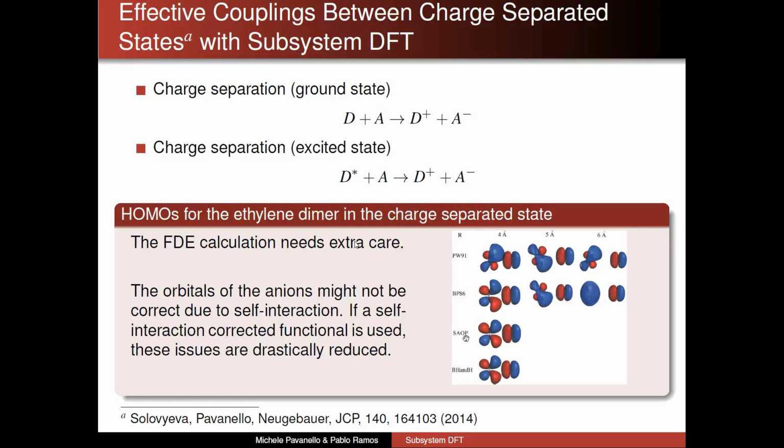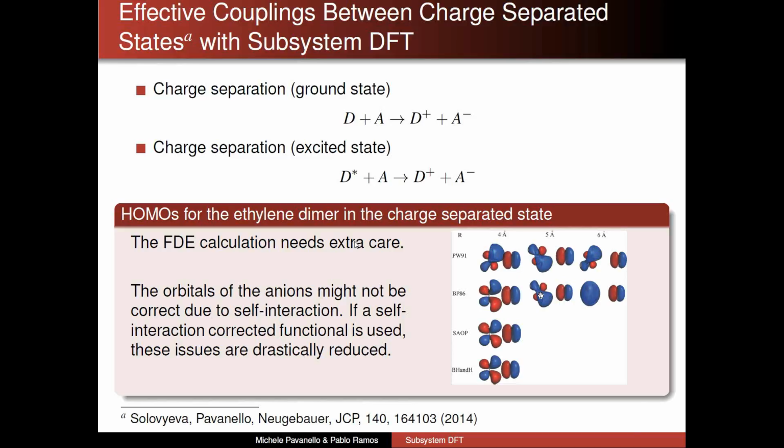functional. So if instead you use GGA functionals, you see these are the HOMO of the anion here on the left, and on the right here you have the HOMO of the cation. You see the HOMO of the anion, if you use GGA functionals, tends to become unphysical, with unphysical shapes, and of course that also generates unphysical couplings.